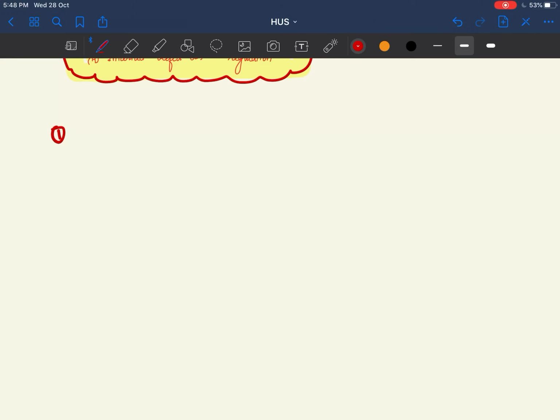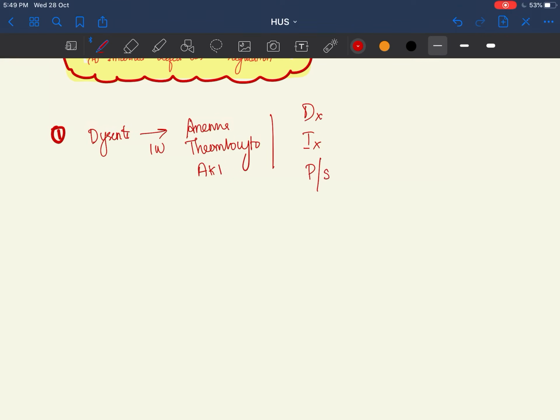See, one, what they can ask is a typical presentation. Okay. Dysentery, 1 week later child presents with anemia, thrombocytopenia and acute kidney injury. So, what is the diagnosis? What is the investigation? What will you be finding in peripheral smear? Peripheral smear schistocytes. Above how much percentage is it significant? More than 2% it is significant. So, that can be asked.